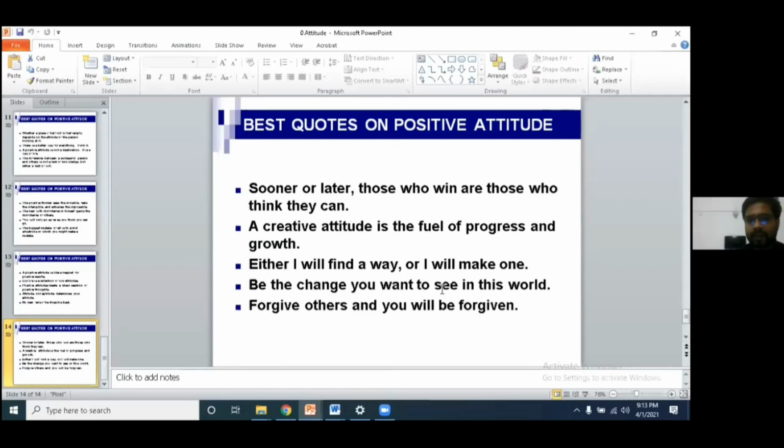Either I will find a way or I will make one. You have to be determined that either I will find a way or I will make one. If there is no way, I will make one. No matter what, if there is no way, I will make one way where I can walk. After that, when I finish my tasks on that way, more people will walk. Then I will be famous. Be the change you want to see in this world.